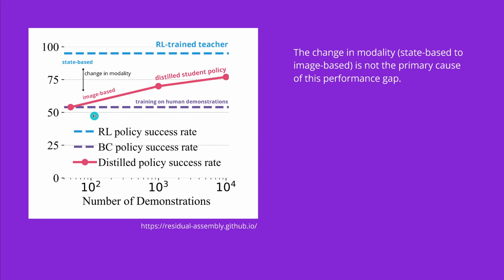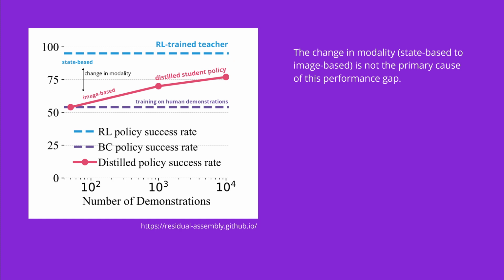And then you have here the red line. And the red line is now the distilled student policy. And you see, of course, we begin from the human demonstrations, and as the number of demonstrations, also synthetic demonstrations, grows, the performance goes up, but it plateaus at about 77%. Now, this is interesting. Why is there a gap? Why does the student not reach the performance of the teacher?